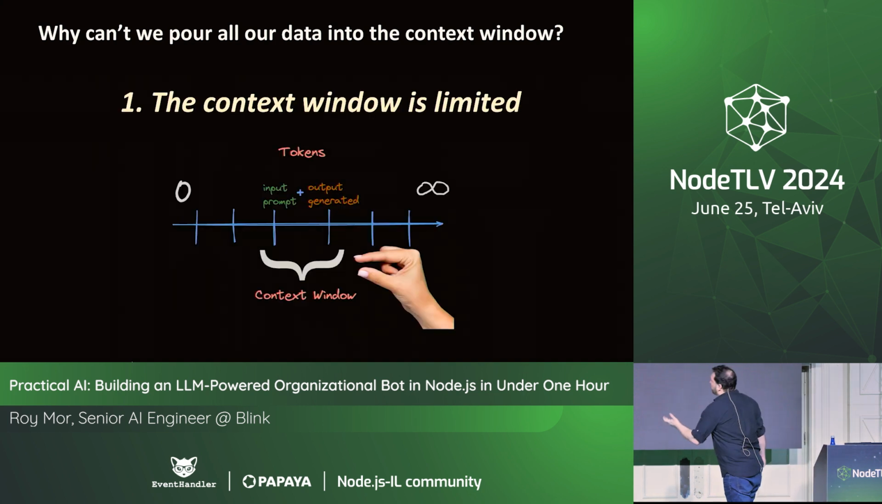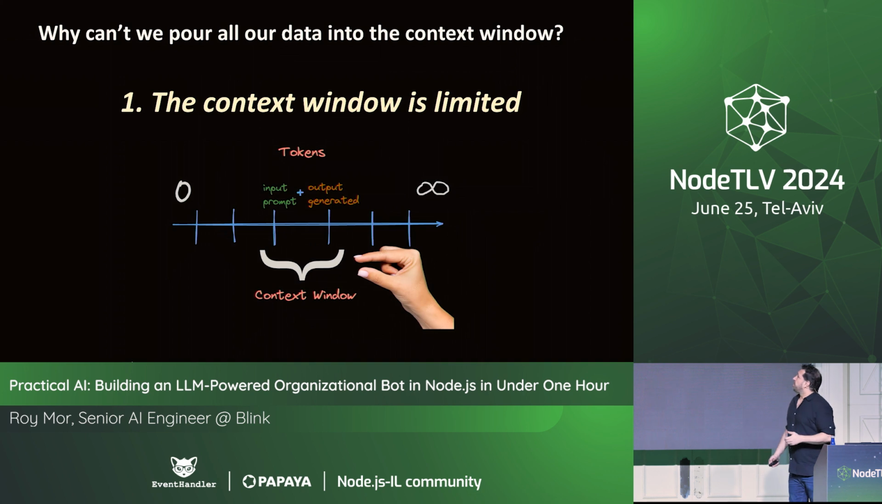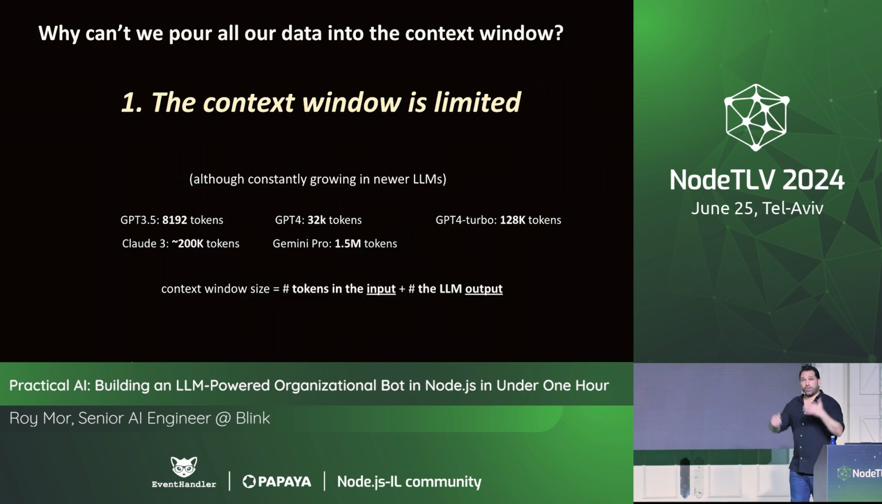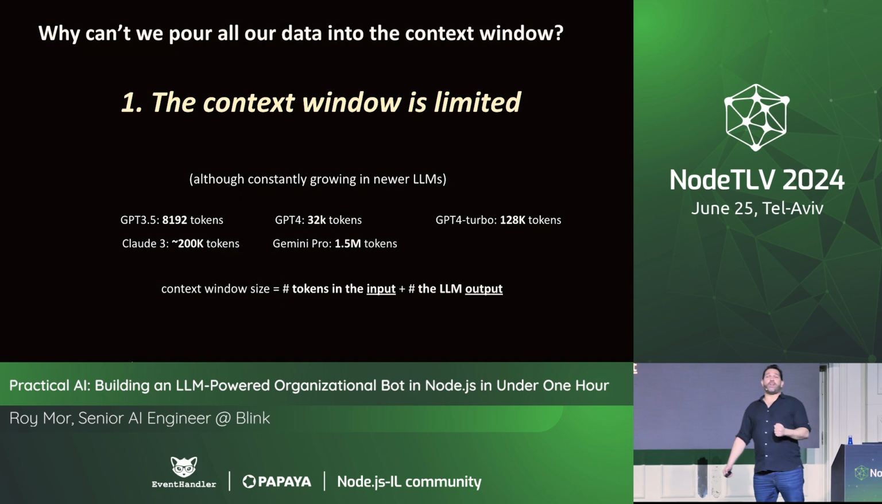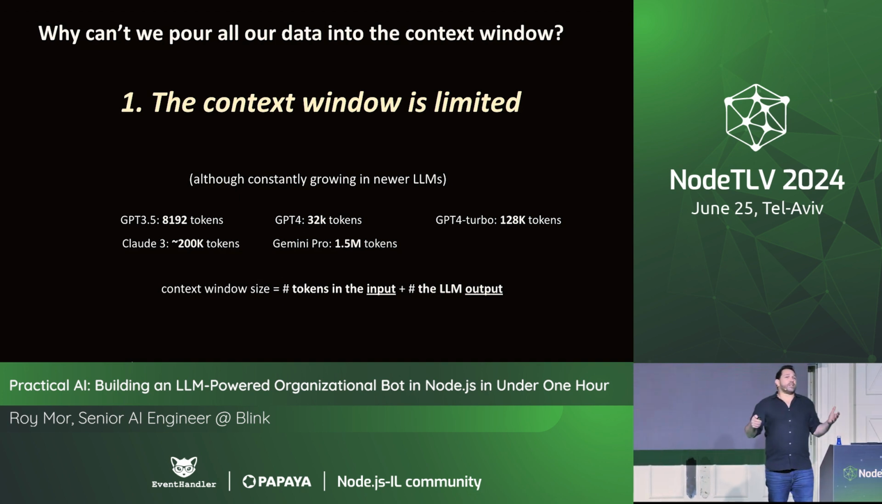There are two reasons. The first reason is the context window is limited, and although newer LLMs come with growing windows, Gemini Pro has a context window of 1.5 million tokens, which is huge. But even so, our entire organizational data probably doesn't fit in 1.5 million tokens. Also, this is not a very efficient way engineering-wise. We don't want to send our entire Google Drive to the LLM for each user query. Also, we pay by the token. Tokens affect latency and so on. So this is one reason.